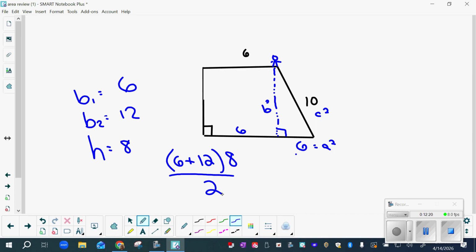I got 72. Wait, why'd you do 6 plus 12? Oh, because the formula for a trapezoid, look on your paper, the other side. Oh, okay. Base 1 plus base 2 times height divided by 2. Does that make sense? Yeah. Do you need to memorize that? You do not. Just got to have your little formulas.